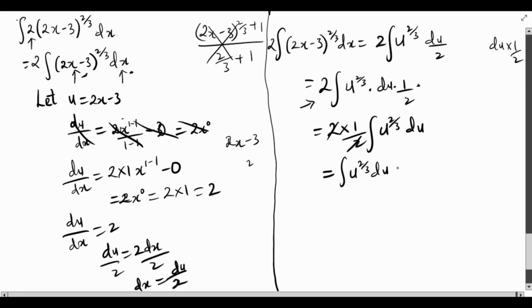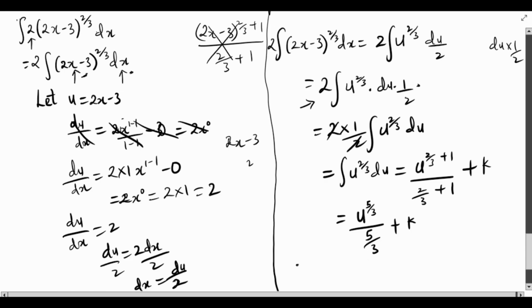So integrating this is where I now add 1 to the power. I add to the power 1: 2 over 3 plus 1, divided by 2 over 3 plus 1, plus k constant. And if you add that in the power, that's u to the power of 5 over 3, divided by 5 over 3, plus k.